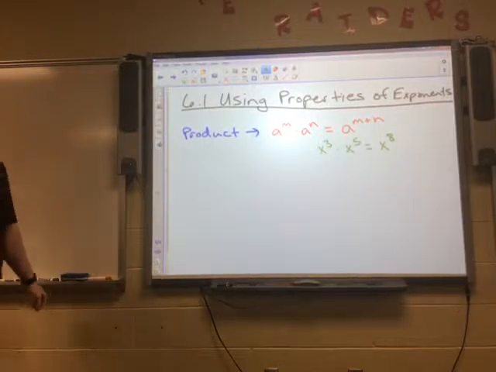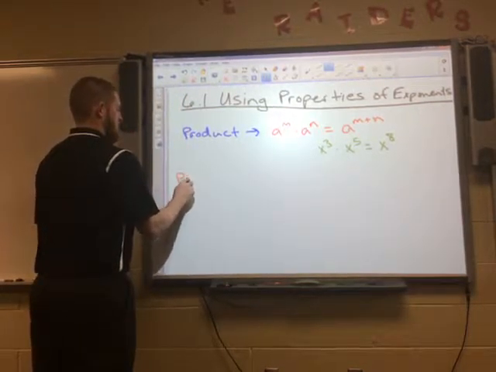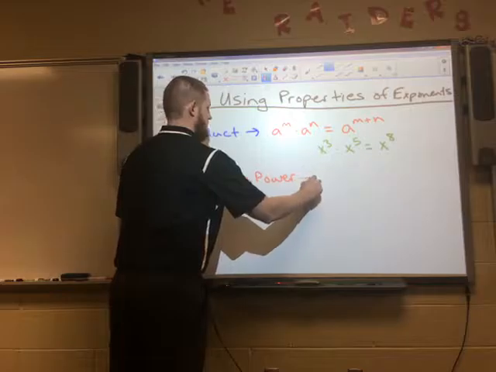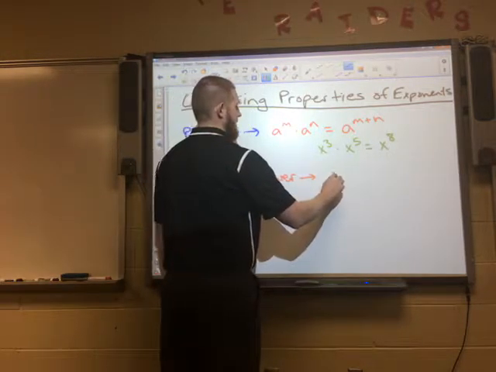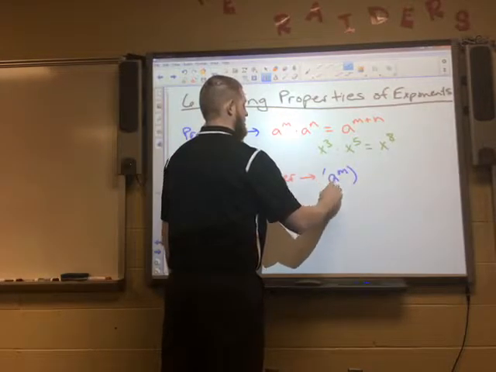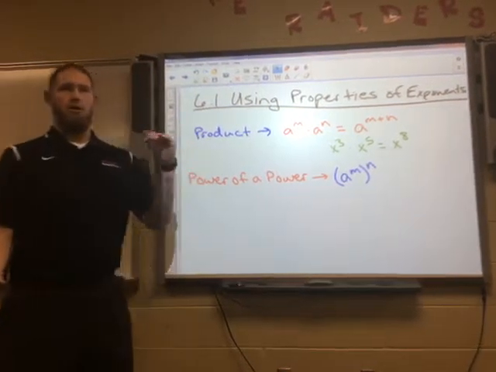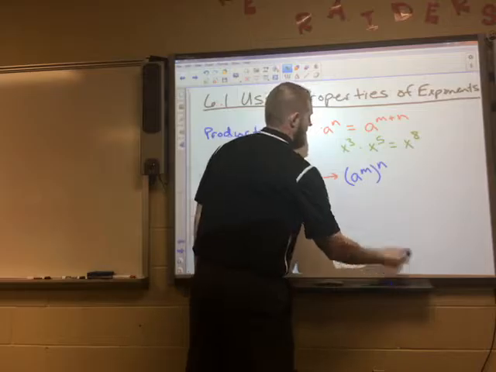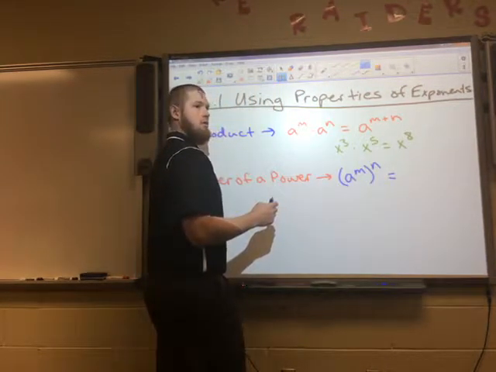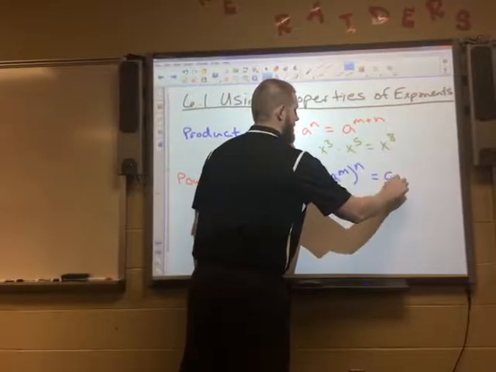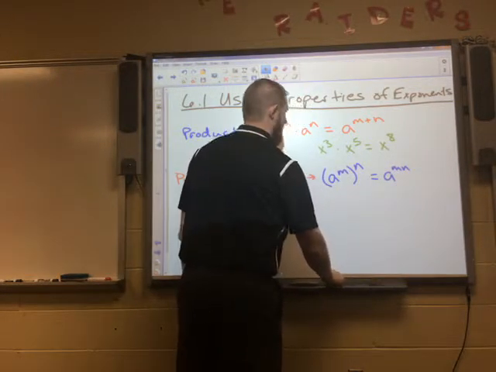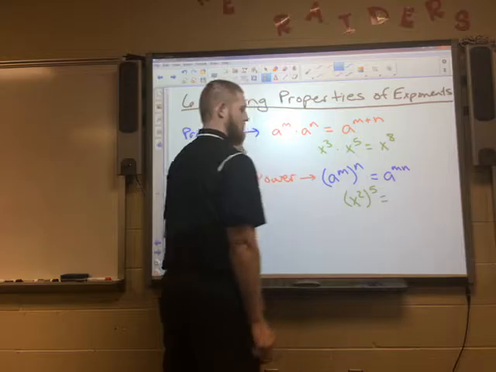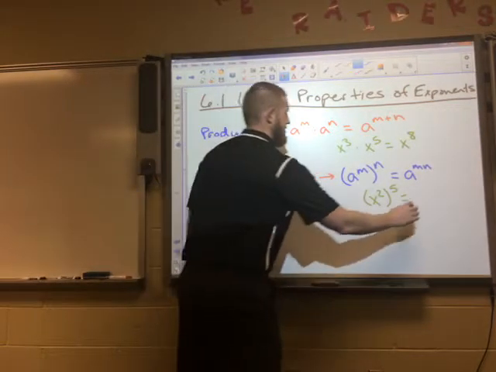The next one is the power of a power, which is when you have, for example, a to the m, to the n. So I'm taking an exponent and raising it to another exponent. What do you do with those? You multiply them, exactly. So you have a to the mn. With x's, it might be x to the second to the fifth, which would equal x to the 10th.